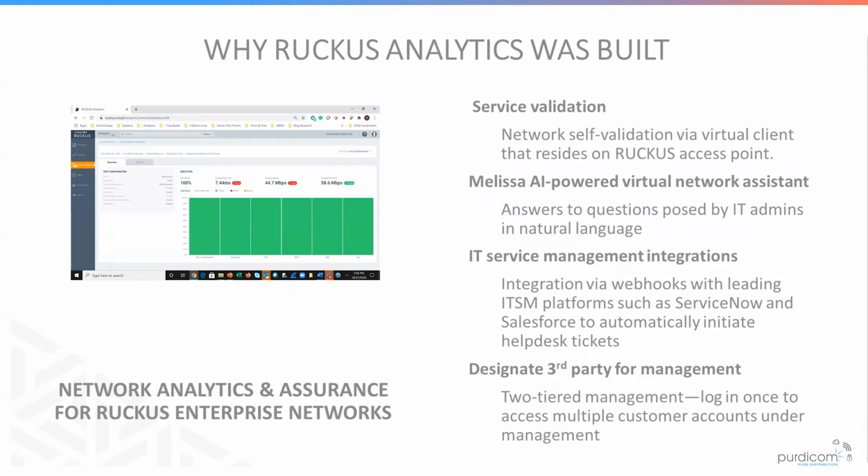You can also designate third parties for management, allowing you to have a two-tiered management platform. So your end user could log into their own RUCKUS Analytics platform and see how their own network's doing.